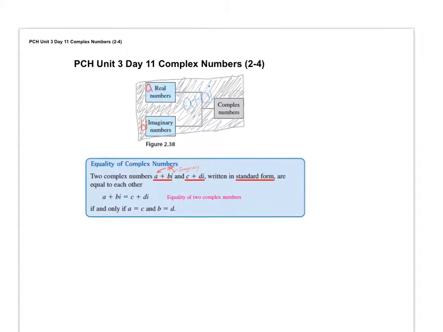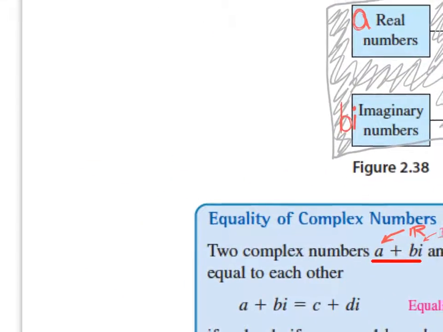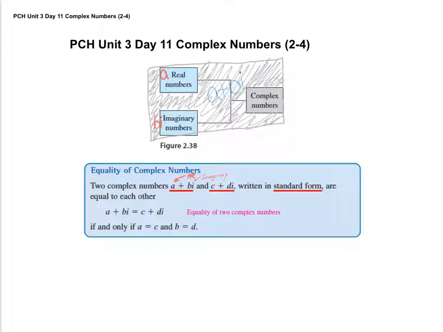Now, in order for two complex numbers to be equal, notice what has to be true. There we go. Okay, so we have a plus bi and c plus di. In order for those to be equal, notice a has to equal c. Well, a and c are both the real number parts of those complex numbers, right? And then secondly, b has to equal d. Well, notice b tells us how many i's are in the first complex number, and d tells us how many i's are in the second complex number. Those are our coefficients. All right? So for two complex numbers to be equal, the real parts have to be equal and the imaginary parts have to be equal. All right?